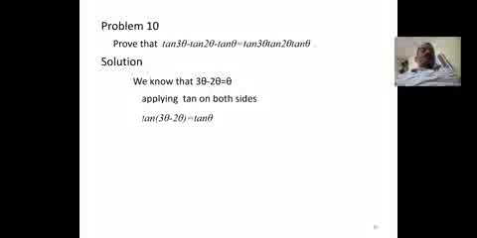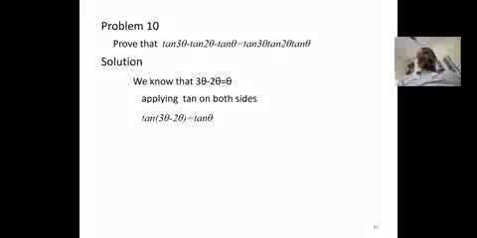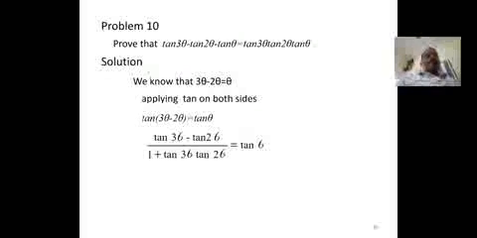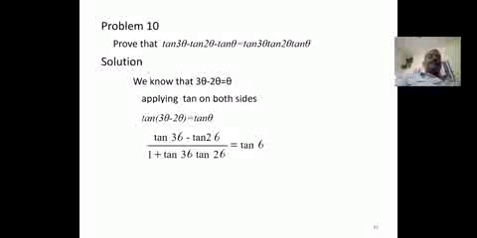3 theta minus 2 theta equal to theta. Applying tan on both sides, tan of 3 theta minus 2 theta equal to tan theta. Tan of A minus B formula: tan A minus tan B by 1 plus tan A tan B. Tan 3 theta minus tan 2 theta by 1 plus tan 3 theta tan 2 theta equal to tan theta.